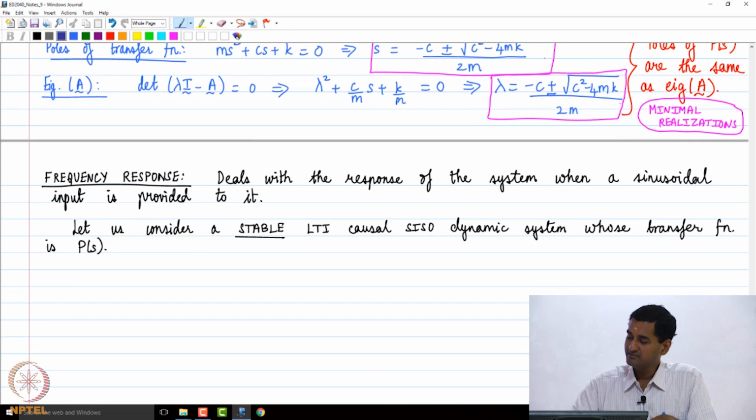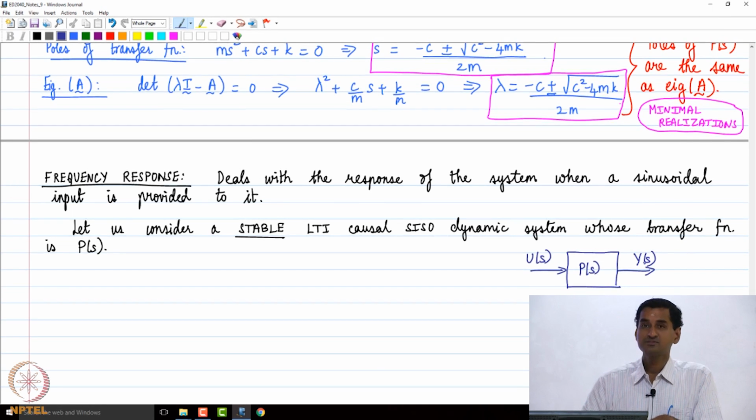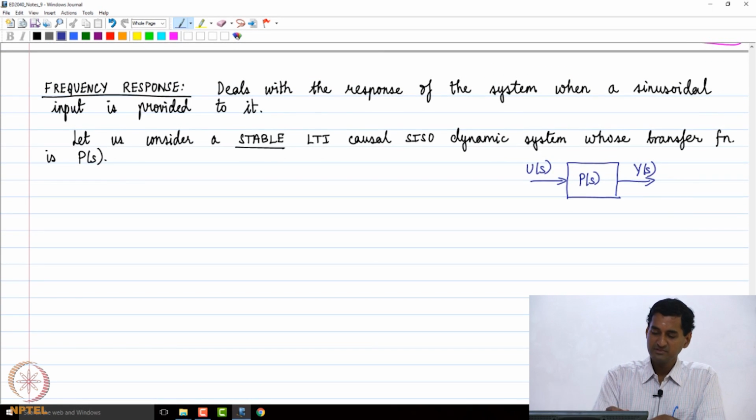So, what do we have? We have the system transfer function to be P of S. We provide an input u whose Laplace transform is U of S, and we get an output y whose Laplace transform is Y of S, right. So, immediately we know that Y of S is going to be equal to P of S times U of S. Okay.